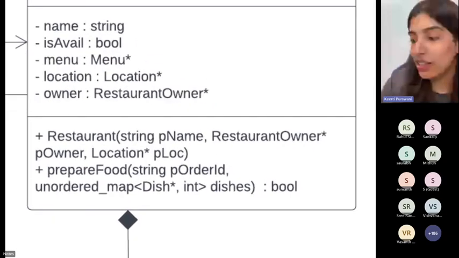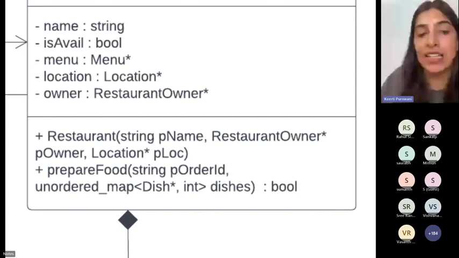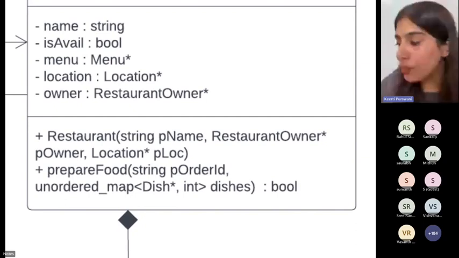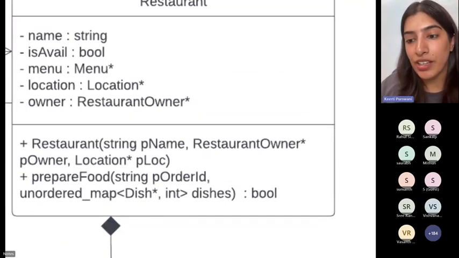Versus these two functions that you can see, one is the constructor and one is prepare food, both of them I made public. So for public functions, you can see the signature also. Here you can see prepare food. If you see this colon bool, that means that I am returning boolean.